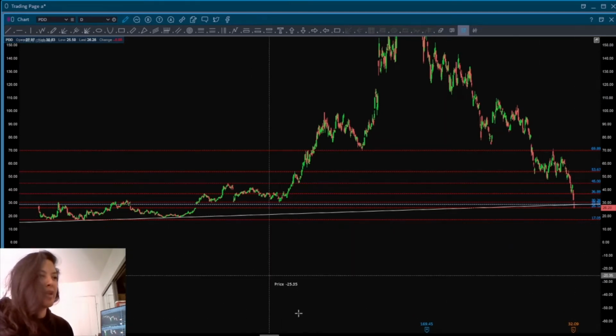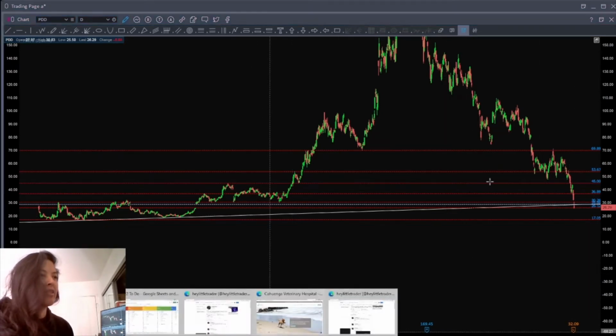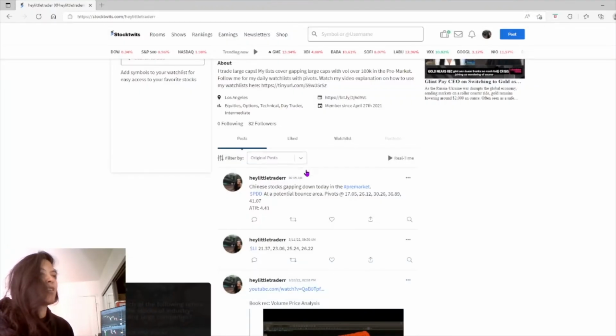Now, next step, close out Trade Ideas and map out the pivots. I want to show you what I posted this morning before the market opened. So here's my StockTwits. Every day I post pivot levels. So you can see I've got 17.05, 26.12, and so on. So what you're going to do is map these onto your chart.